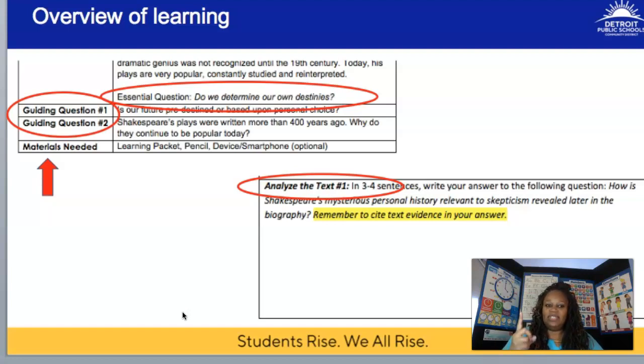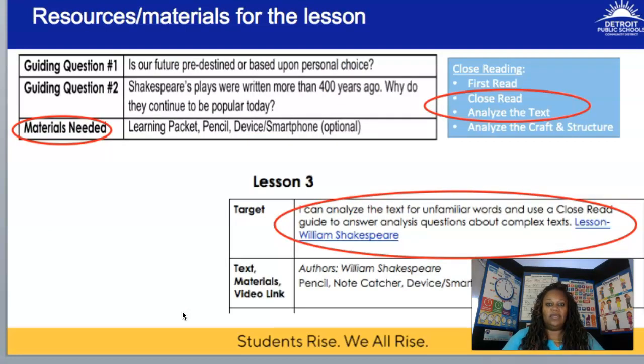So, as I mentioned, we're engaging in an analysis of the text. You will have one analyze the text question, which asks you to answer whether or not Shakespeare's personal history was relevant to the skepticism that we saw later in the article revealed.